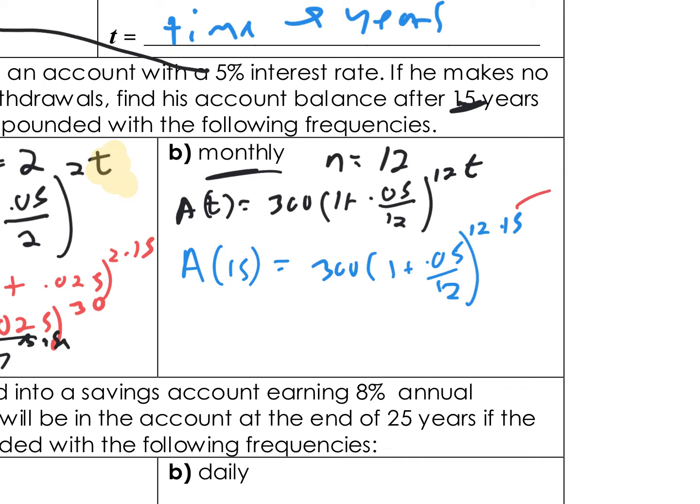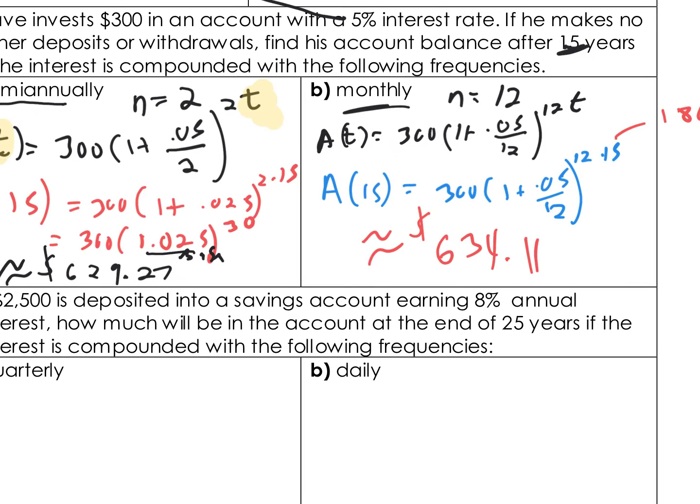So we could call that 180. So in my calculator, I'm going to get an estimate. So let's do this one together again, and we'll see what we get. I might forget those numbers, so you might have to help me. Surprise, surprise, $634.11. So it went from $629 to $634, roughly, what, $5?